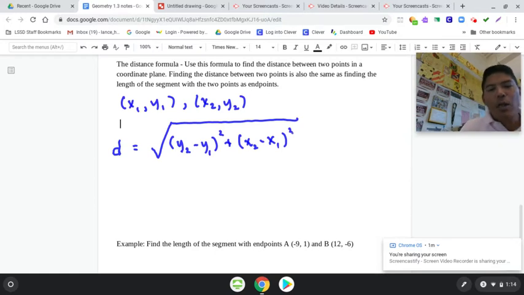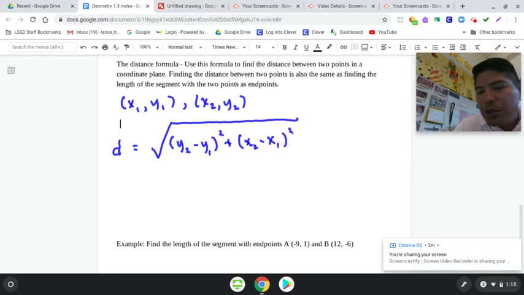So on the example below, I want to calculate the distance between the two given points, A and B, and that's also the same as being asked to figure out the length of the segment whose endpoints are at A and B. So similar to the midpoint formula, what's always going to be helpful is if you label your points x sub 1, y sub 1, and x sub 2, y sub 2. In case you're wondering, I could have labeled point B, x sub 1, y sub 1, and then point A, x sub 2, y sub 2.